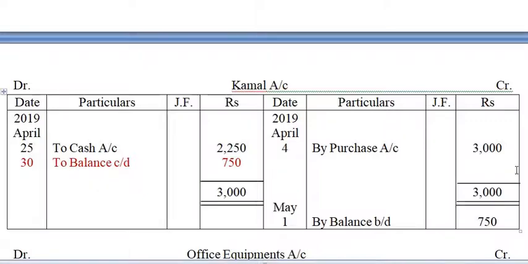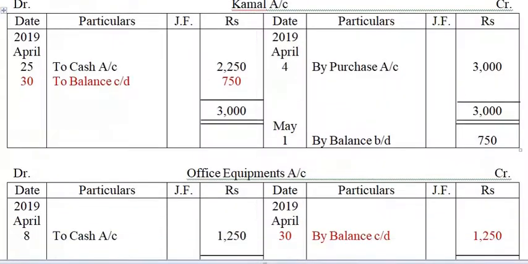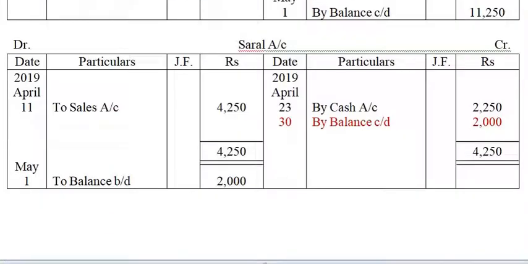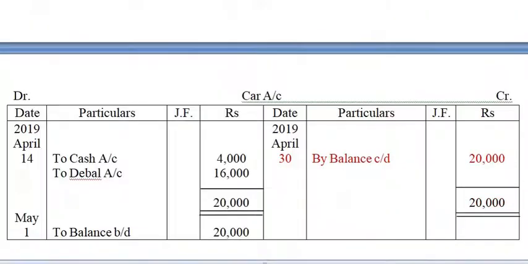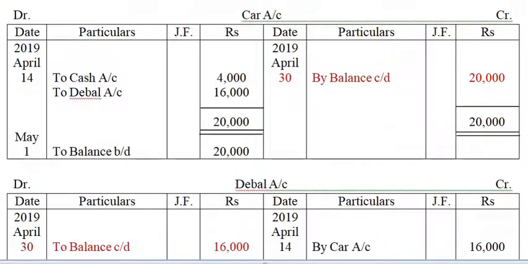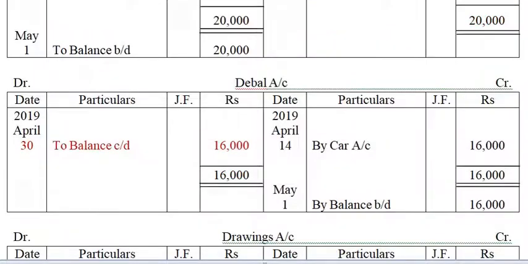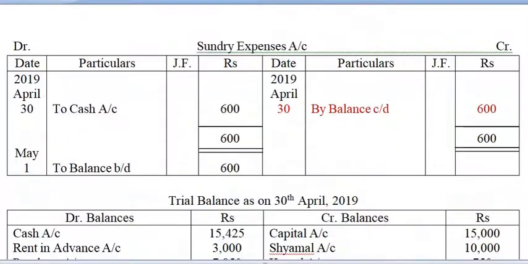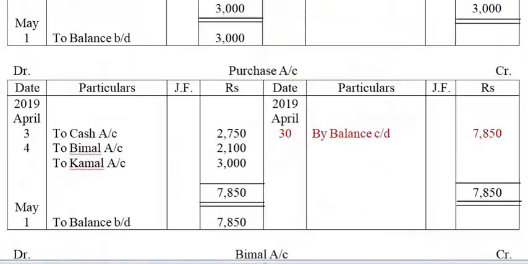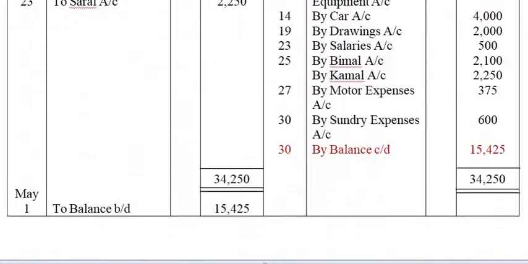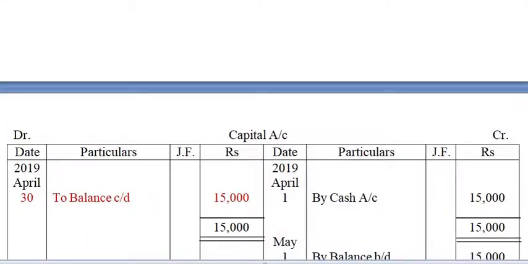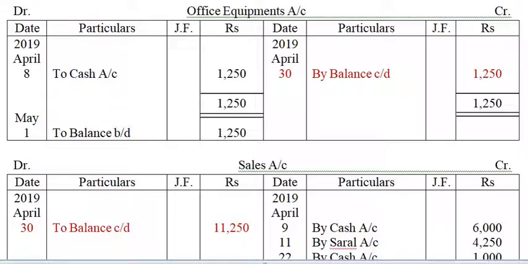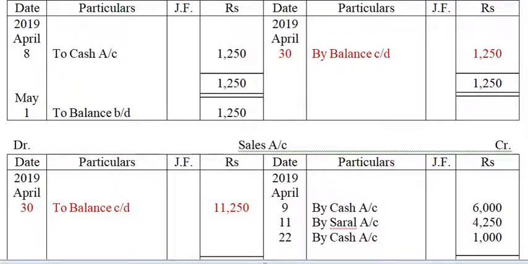Okay, that is Kamal account. Okay, I hope you know now Kamal account, and then the office equipments sales account. Okay, so similarly Saral account, so car account. Okay, and then the Debel account, drawings account, salaries account, motor expenses, sundry expenses. Okay, so I believe you have an overall idea about how to prepare or post the journal entries into ledger accounts. Okay. Still, if you have any doubts, feel free to ask me. Okay. Whenever I'm free, I will try to answer your questions.